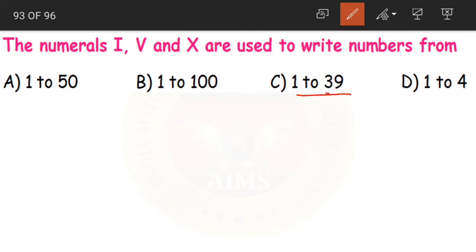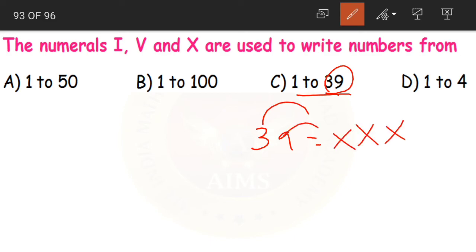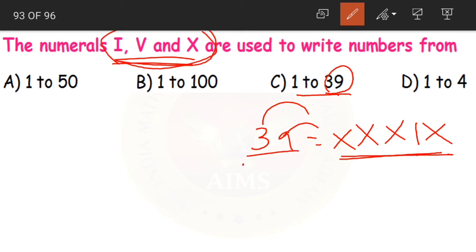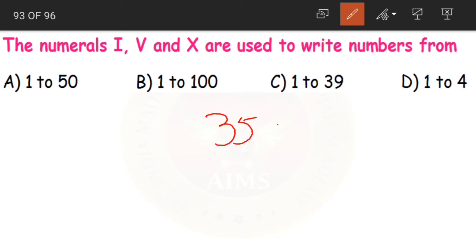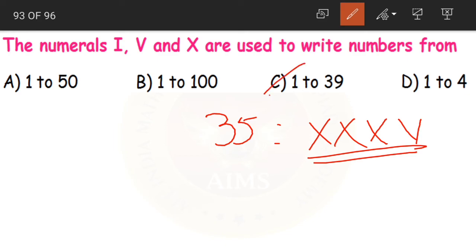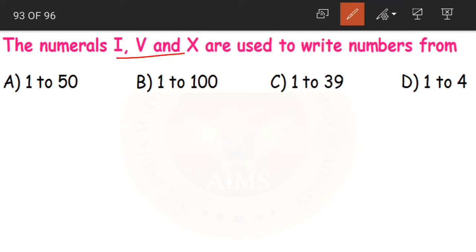Coming to option C, 1 to 39. Now let us look at the last number here, 39. How is 39 written? 30 plus 9. XXX becomes 30 and IX becomes 9, giving XXXIX. Yes, the Roman numerals that are used to form 39 are coming only from these three. Now let us take another number also, say 35. It will be written as XXXV. Yes children, so option C, 1 to 39 becomes our correct answer.